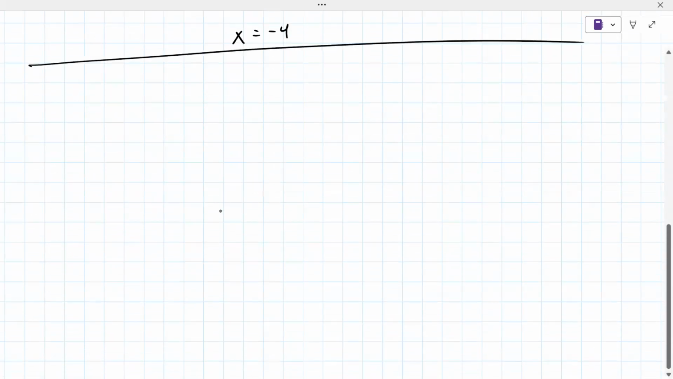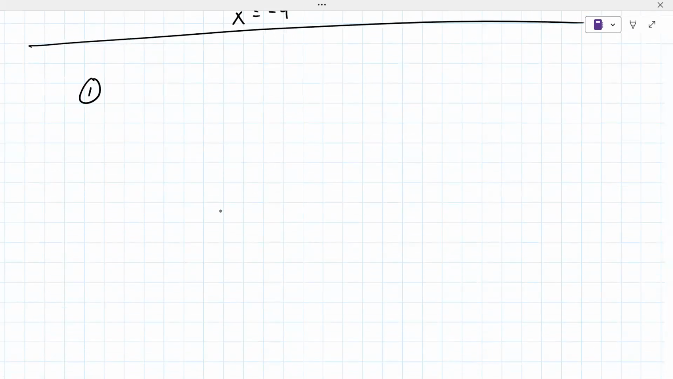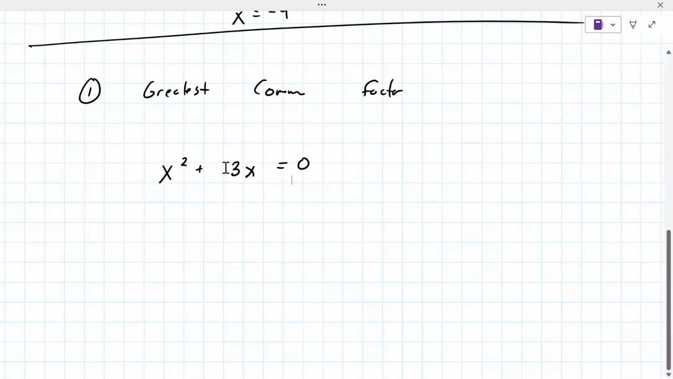So now we're going to actually do the factoring. The very first type of factoring that you're supposed to learn is what's called the greatest common factor. So let's say it's something like this. Let's say x squared plus 3x equals 0. Do you see that both of these have an x in it? Yeah.